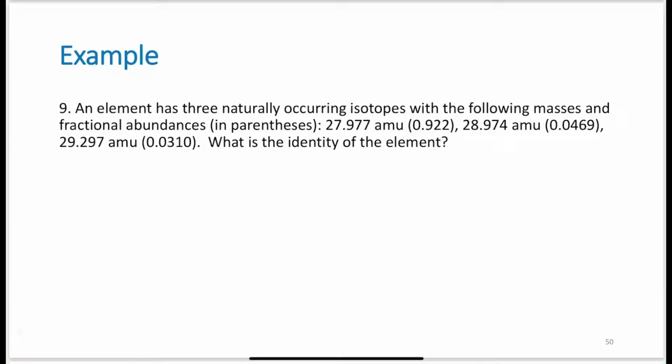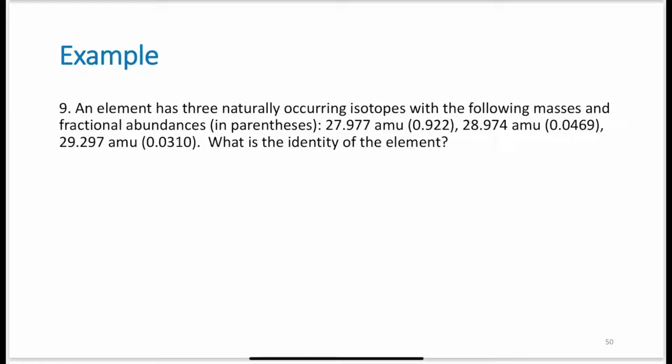Okay, let's look at doing this with math. An element has 3 naturally occurring isotopes with the following masses and fractional abundances. I have 27.97 AMU with a 0.922 fractional abundance. I have 28.974 AMU with a 0.0469 fractional abundance, and I have 29.297 AMU with a 0.0310 fractional abundance.